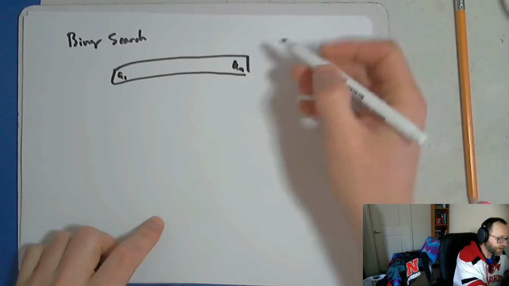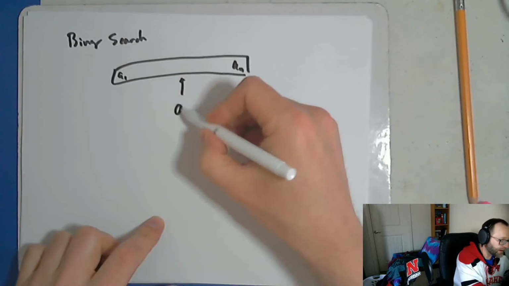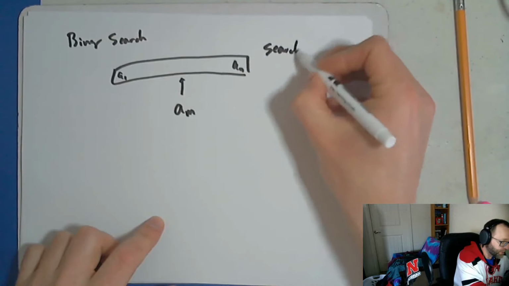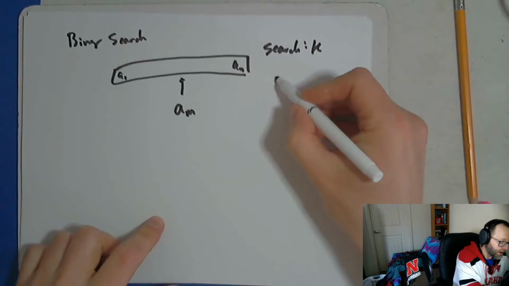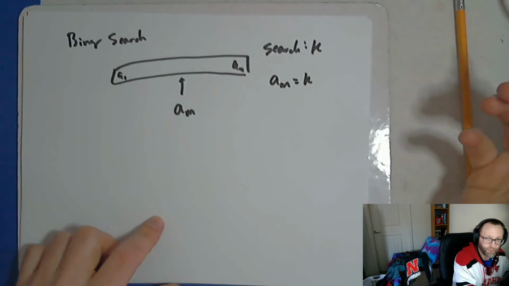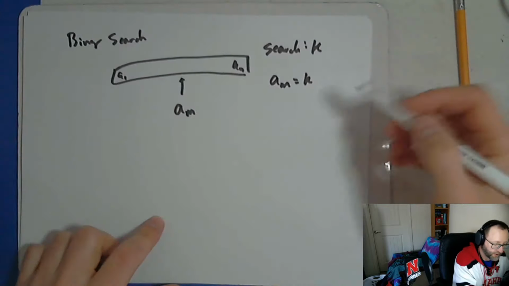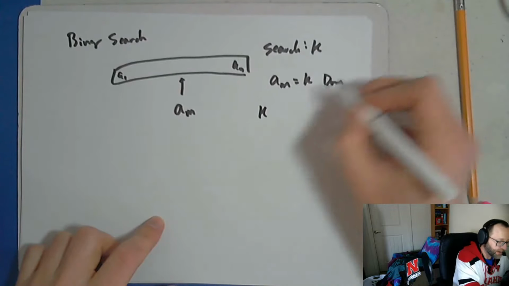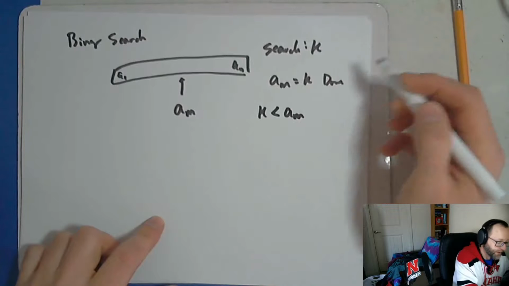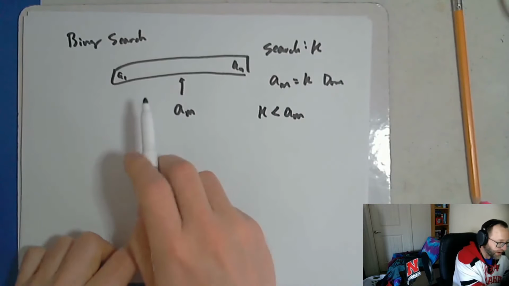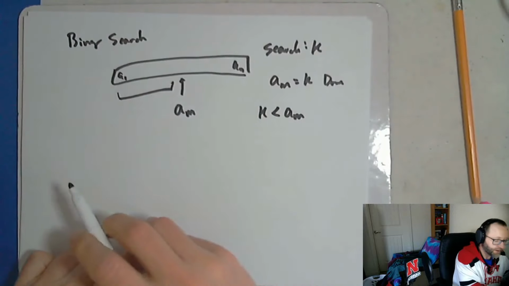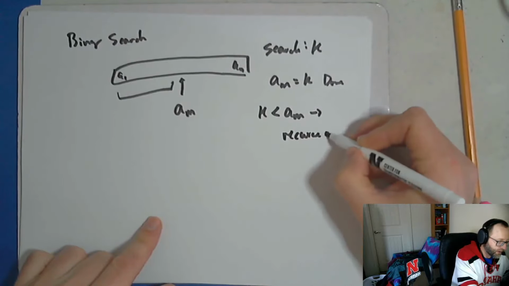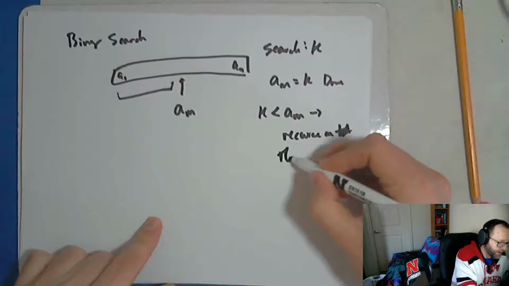Just to remind ourselves of what this looks like, here's an array that's already sorted, A1 through AN. The idea is that you look at the middle element, a sub m. Now the thing that we're searching for is a key k. If a sub m is equal to k, then we're done. We found our needle in the haystack, and we can report that we found that element. Otherwise, if k is less than a sub m, that means that if that element is in this array, it's got to be in the left half, the left partition. And so we will recurse on the left side.